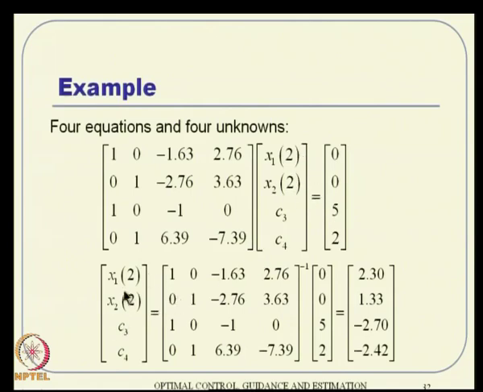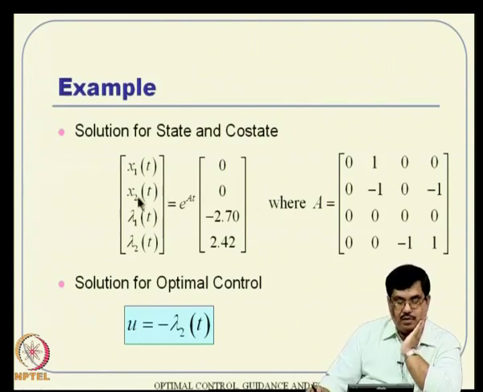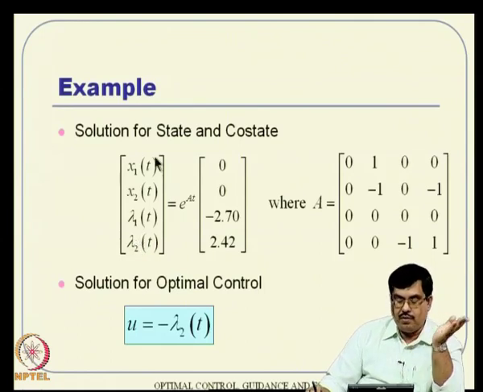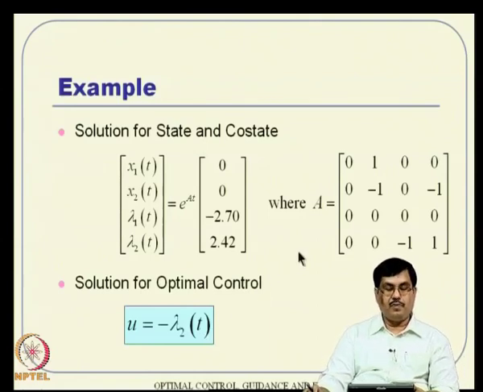Now, you get the values for x1 of 2, x2 of 2, c3 and c4 actually. So, you get the values of all that. That is where you will get the solution ultimately: x1 of t, x2 of t, lambda 1 of t, lambda 2 of t. That is what our z vector contains, x and lambda together, right. So, we got the lambda basically in the process, lambda 2 what you are looking for. So, the control has to be u is equal to minus lambda 2 of t, that is what our main priority ambition was actually. Okay.